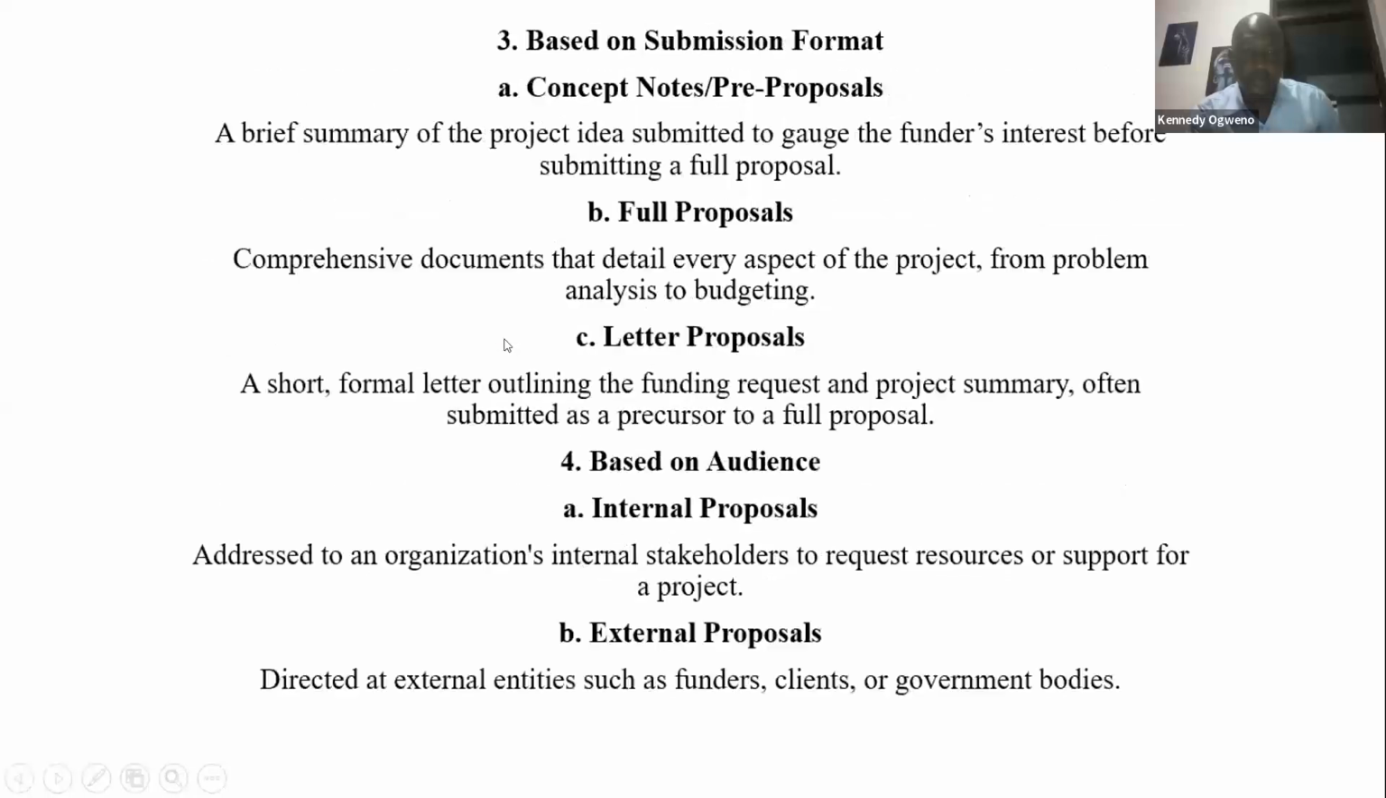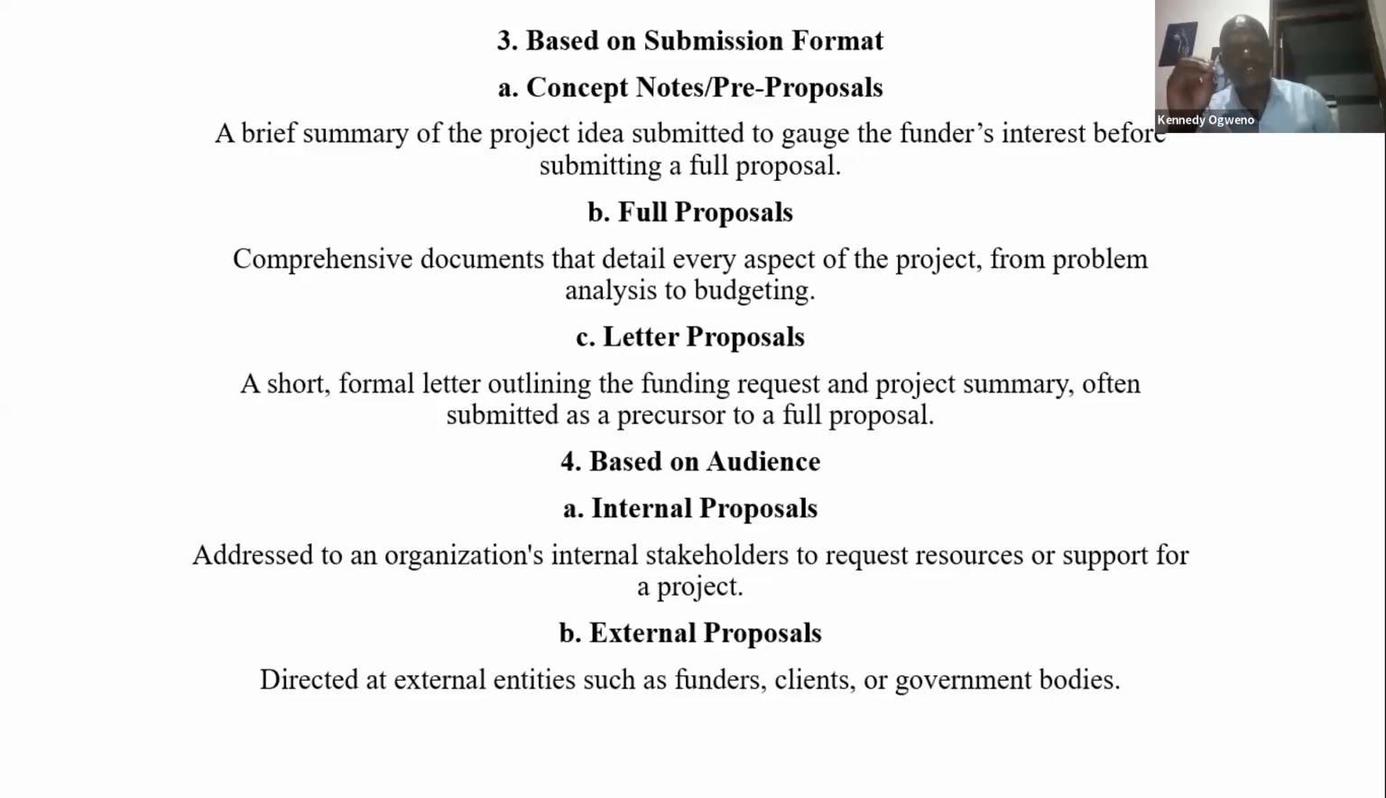And based on submission format, there is what we call a concept note or proposal. When you want to do research, you'll be told to write a concept first so that it can be seen. Now, let me come back to the academics. You write what we call a proposal or a concept note. This is just a brief summary of the project idea submitted to gauge the funder's interest before submitting a full proposal. This is what we call a concept note.